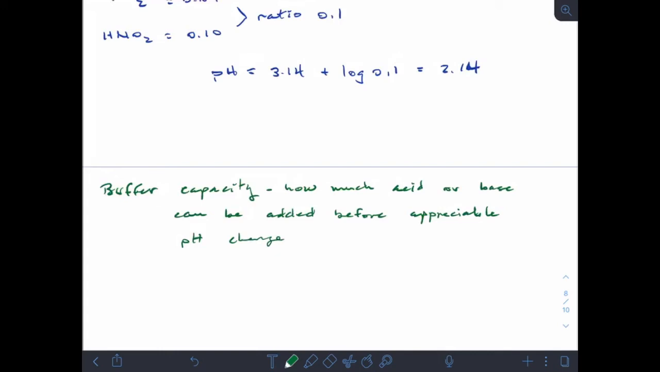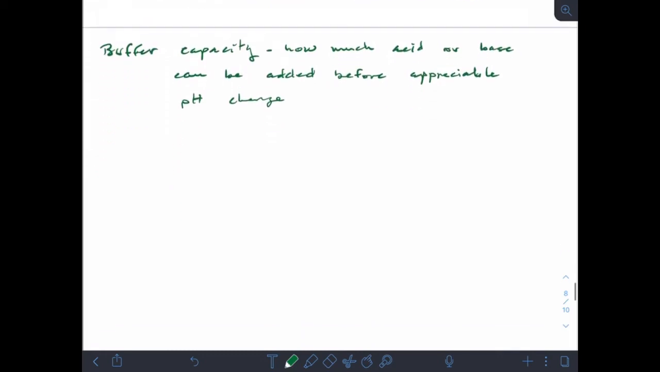Right, so buffers are there to resist pH change. Adding more acid or base than the buffer is able to handle will cause a significant pH change. In the previous example, we added acid that was within the buffer's ability to resist that change. But let's take a look at what happens if we add way more acid than the buffer is able to handle.